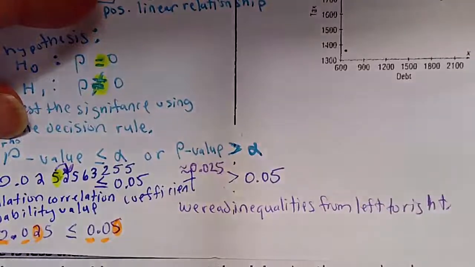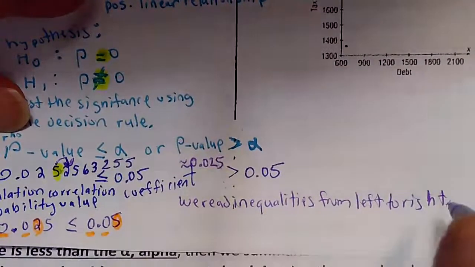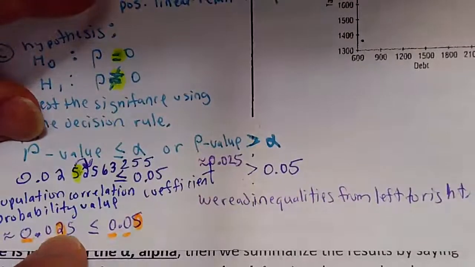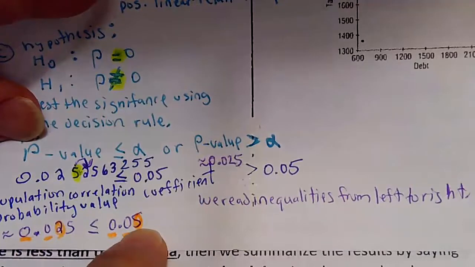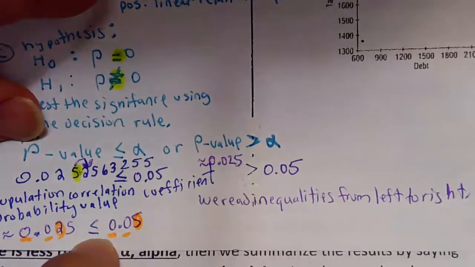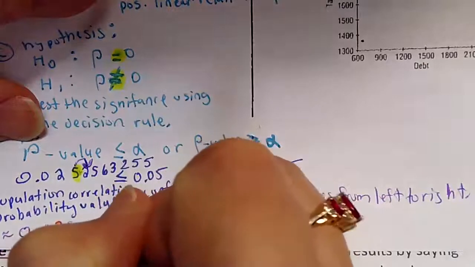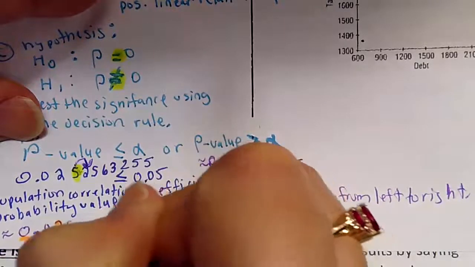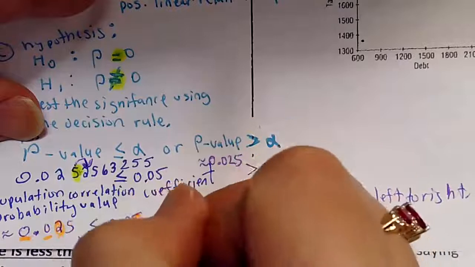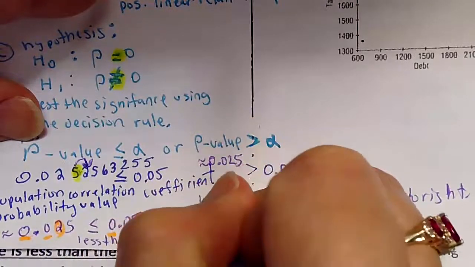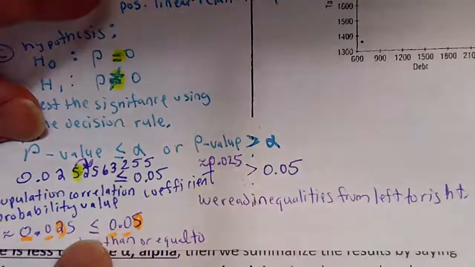We read inequalities from left to right. So this is saying that this 2 is less than 5. It's not equal to, but it is less than. So this is true because this is the symbol less than. The 2 is less than or equal to 5.